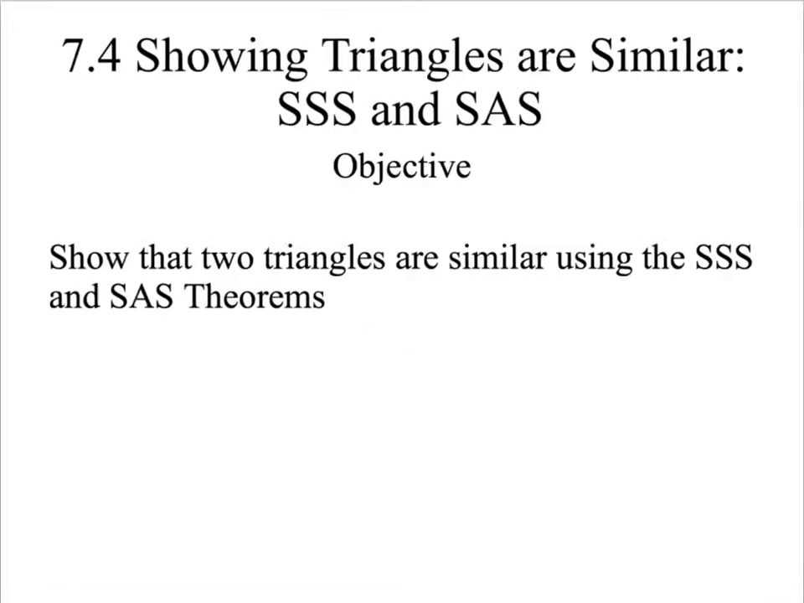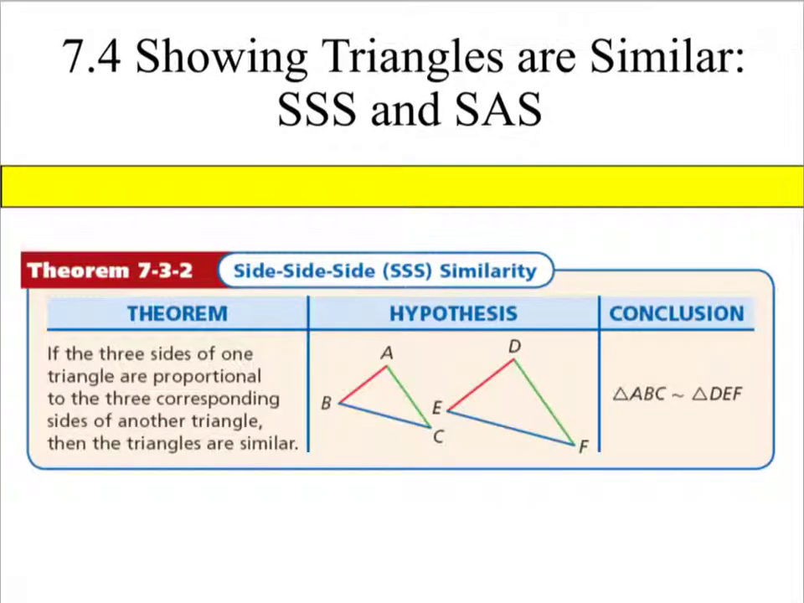Today we're going to be talking about 7.4. We're going to be showing that triangles are similar using the SSS, or side-side-side theorem, or the SAS, side-angle-side theorem. Let's check out a couple of theorems to write. The very first one is the side-side-side similarity theorem. Pause now, and I will explain.